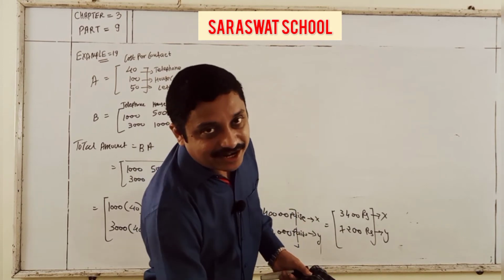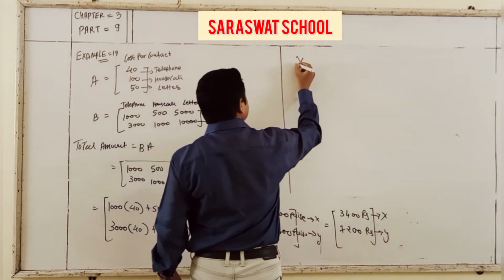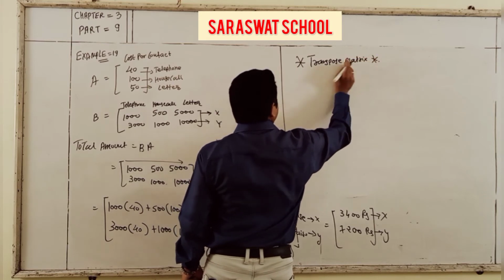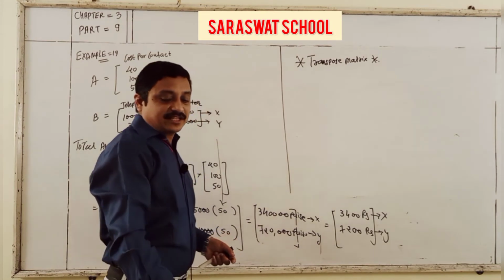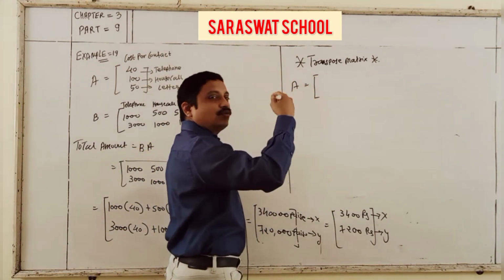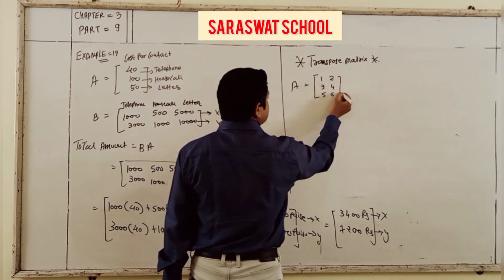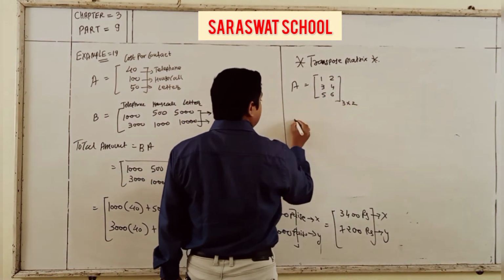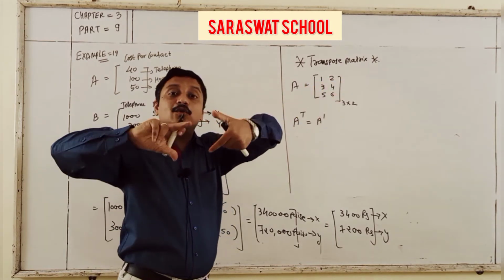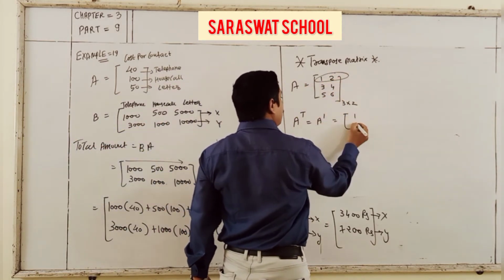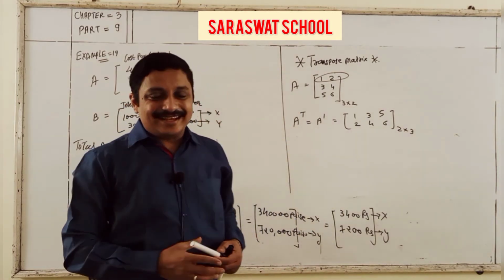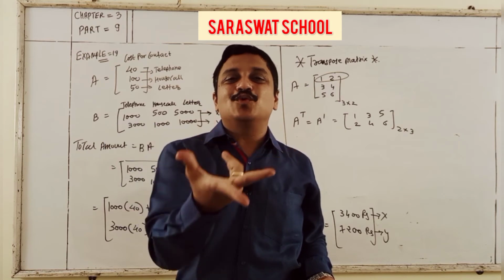Transpose matrix. Very interesting topic and very easy topic. Transpose matrix means nothing but every element of a row converting into a column. Just like A matrix I write for any 1, 2, 3, 4, 5, 6. Given that 3 rows, 2 columns. But if I write down the transpose, you also write down A raised to T, or A raised to dash. Row elements convert into columns. So your first row becomes the first column. Second row, second column. Third row, third column. Check. It is 2 cross 3. And that is easy. Every transpose matrix is converting row to column, elements changing.